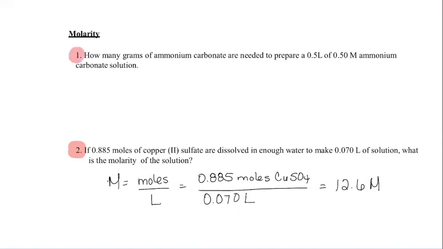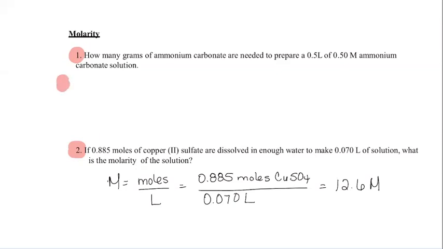It says, how many grams of ammonium carbonate are needed to prepare 0.5 liters of a 0.50 molar ammonium carbonate solution? So this one is a little bit of a different problem because now we're calculating the grams. So you know how much solution you're making, which is 0.5 liter. You know the concentration that you need, which is 0.50 molar, and we need to calculate the grams. So in a problem like this, we need to use our molarity equation.